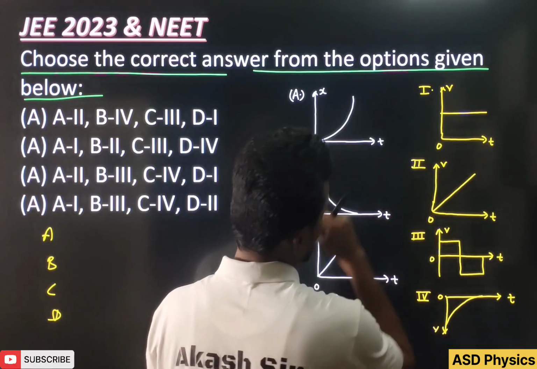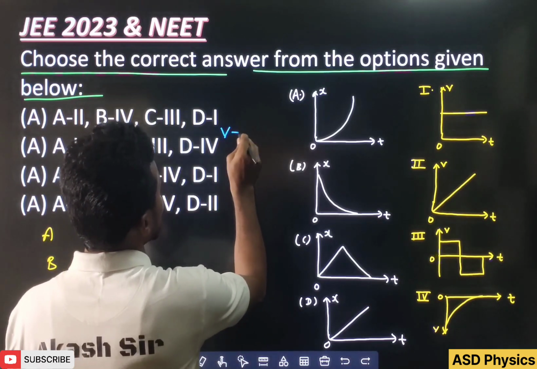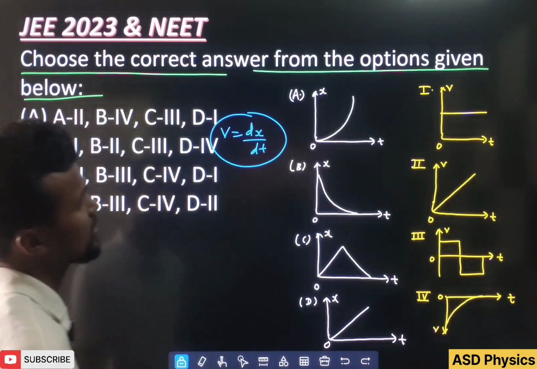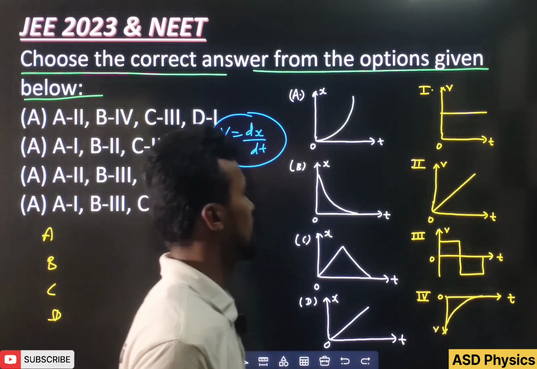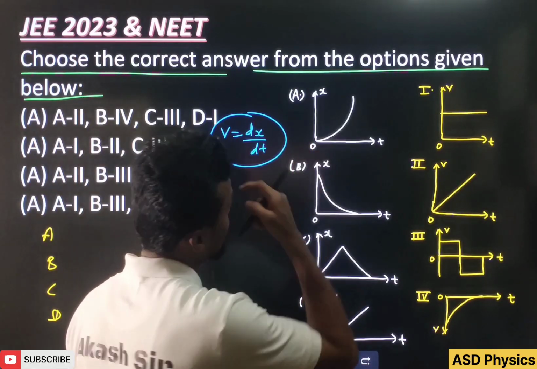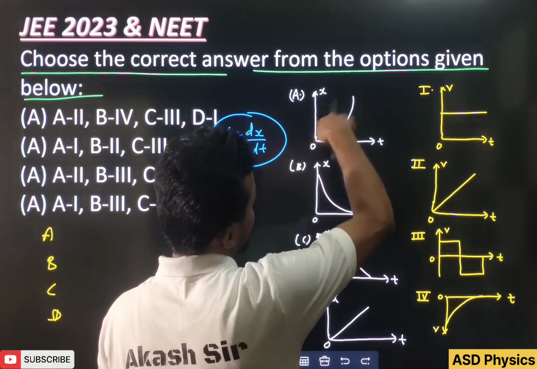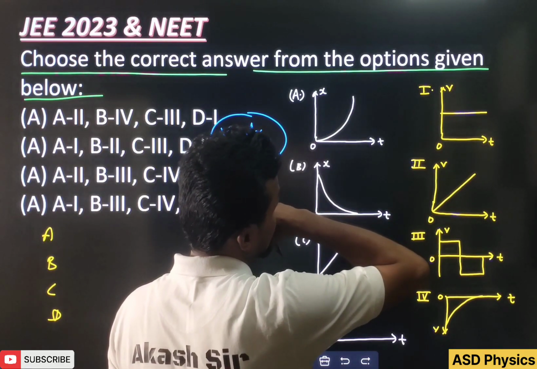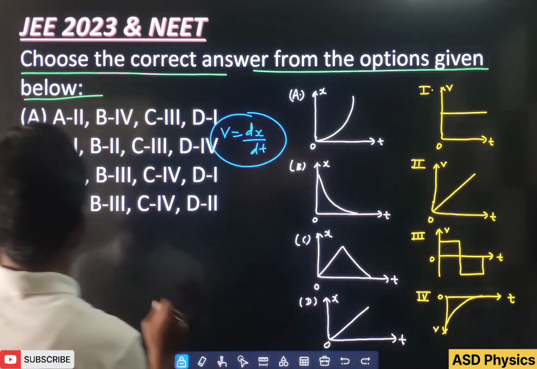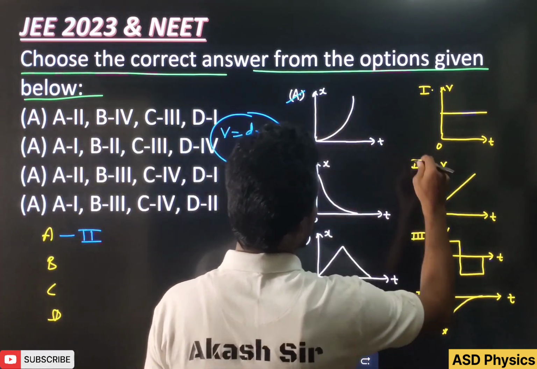If we talk about the position-time graph, one thing remember: V equal to dx by dt. That means the slope of the position-time graph will give us velocity. And for uniform acceleration, I have done this: the xt graph will be a parabola. So a parabola means uniform acceleration. That means the velocity will keep on increasing in equal intervals of time. That means for A, 2 will be the correct one. For A, this 2 will match here.